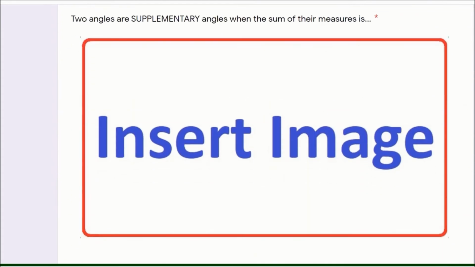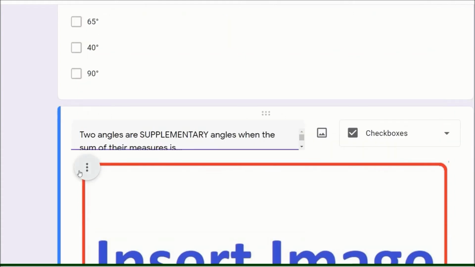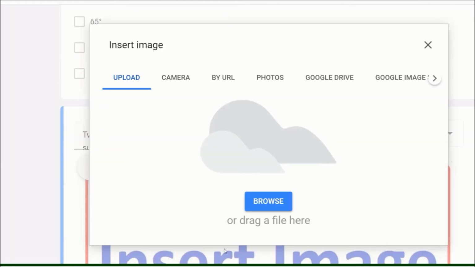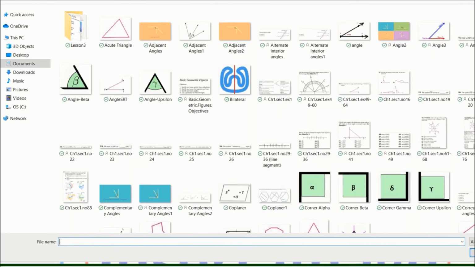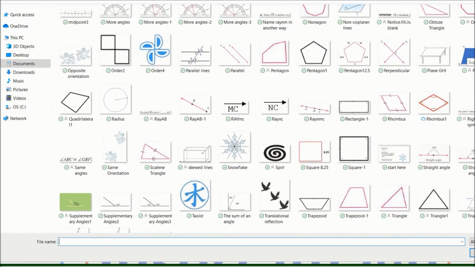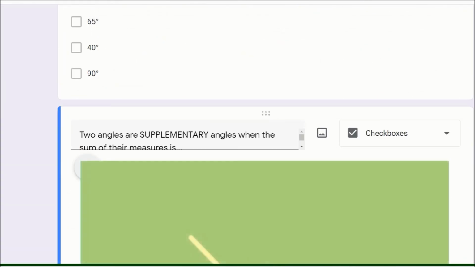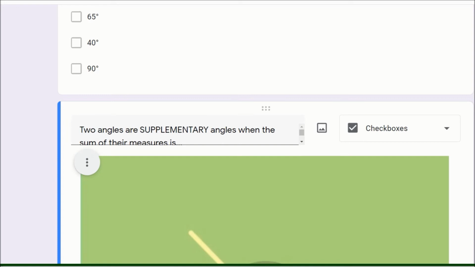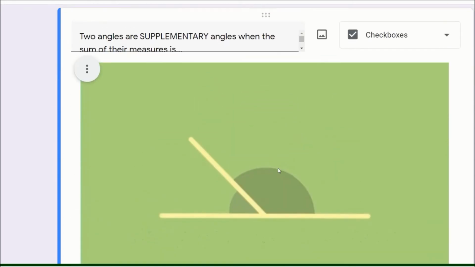Moving on to the next one. Two angles are supplementary angles when the sum of their measure is, and again, I'm going to go to my computer and pull up an image I want the students to have. And here's an image of a supplementary angle that fits this definition.